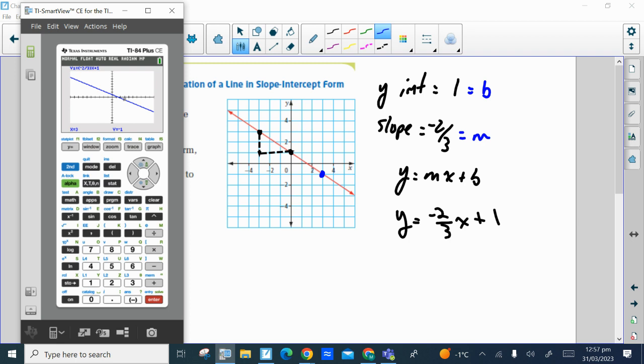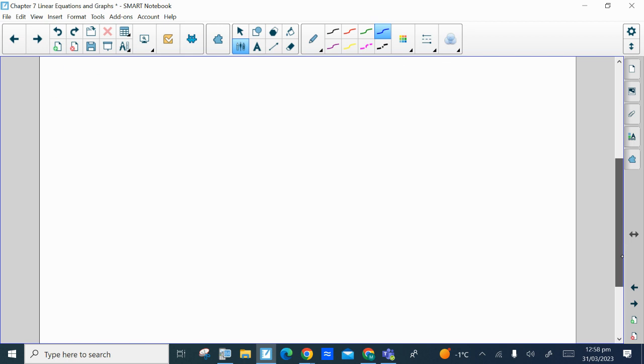So we've just checked 3 points from our equation, which we put in our calculator, and they all match those same 3 points on the graph on the page. That tells us that our equation is correct. The equation that we came up with is correct.